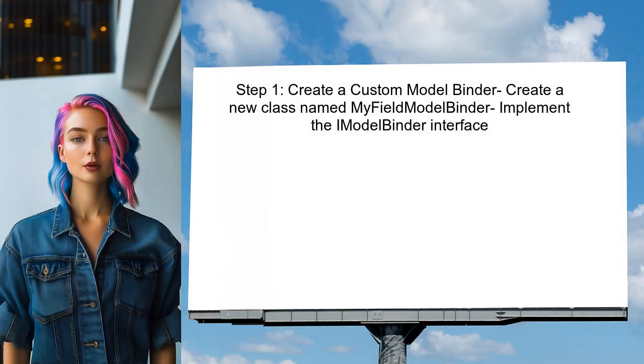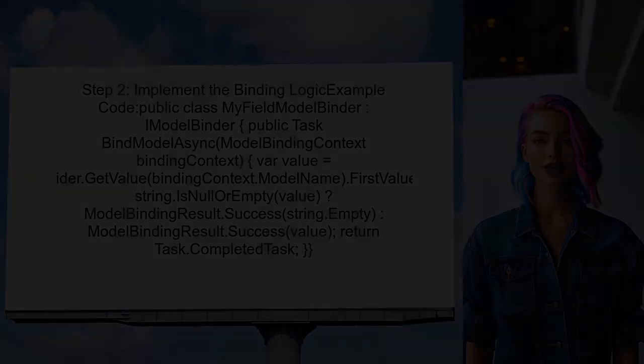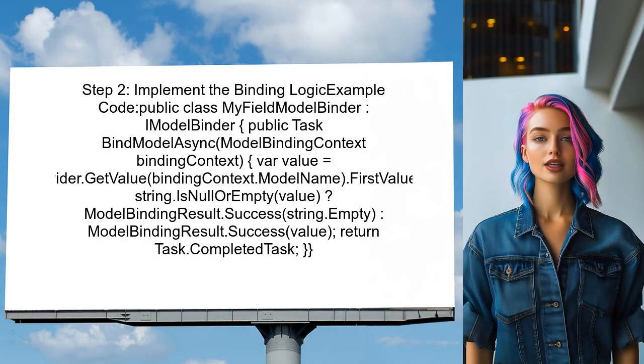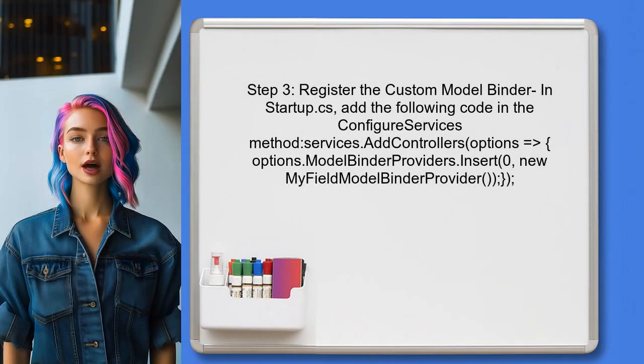To ensure that the model binder sets the myField property to a blank string instead of null, the user can create a custom model binder. This custom binder will check if the incoming value is empty and set it accordingly. In the custom model binder, the user should check if the value is null or an empty string. If it is, they should set the model property to a blank string. Next, the user needs to register the custom model binder in the startup class. This will ensure that the model binder is used whenever the myField property is bound.